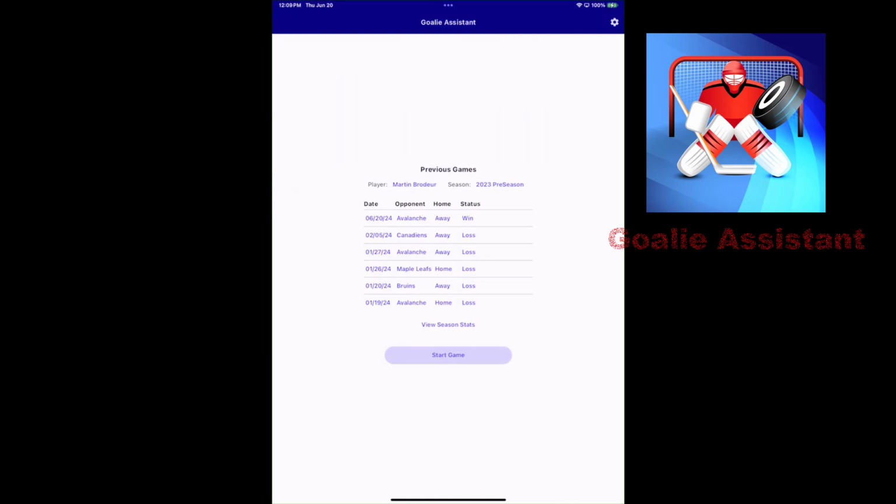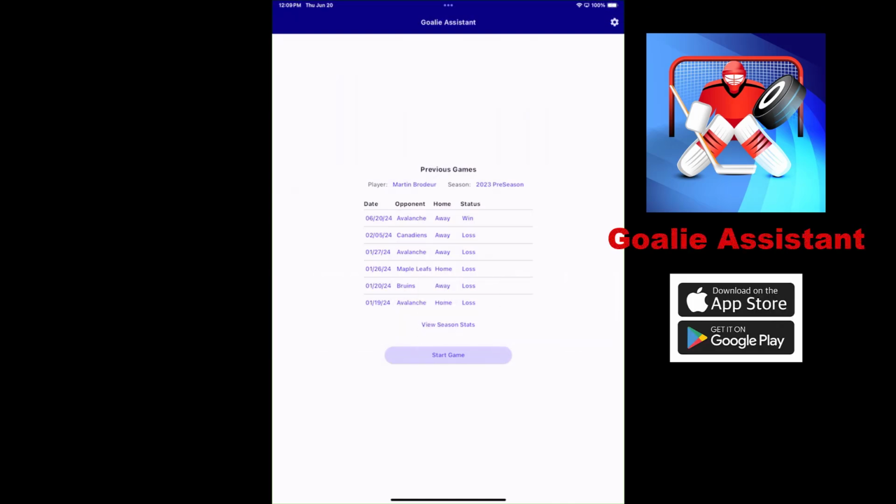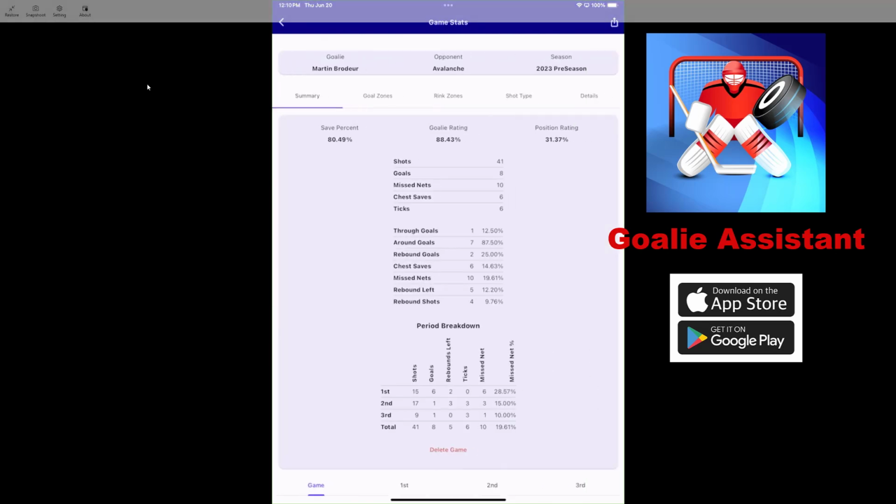The best thing about Goalie Assistant, at least for me, is the ability to analyze the stats. So let's take a second and look at some stats. We'll select this middle game here, a loss to, say, the Avalanche. We can see the goalie had an 80 save percentage with an 88 goalie game rating.